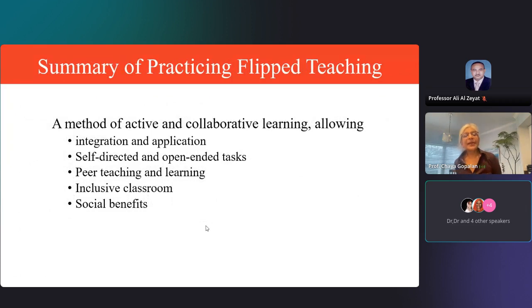So here is a summary. It's a method of active and collaborative learning, allowing integration and application, self-directed and open-ended tasks, peer teaching and learning, inclusive classroom, and social benefits.